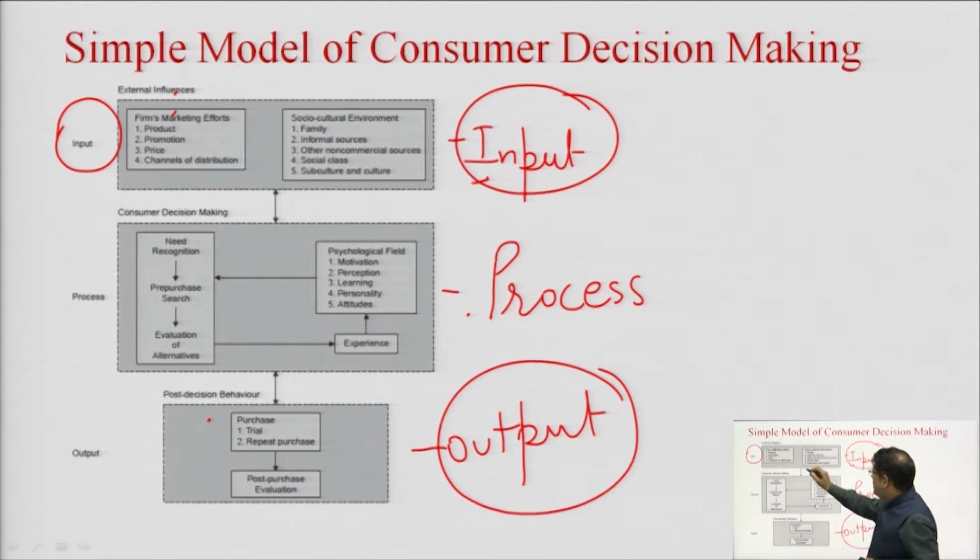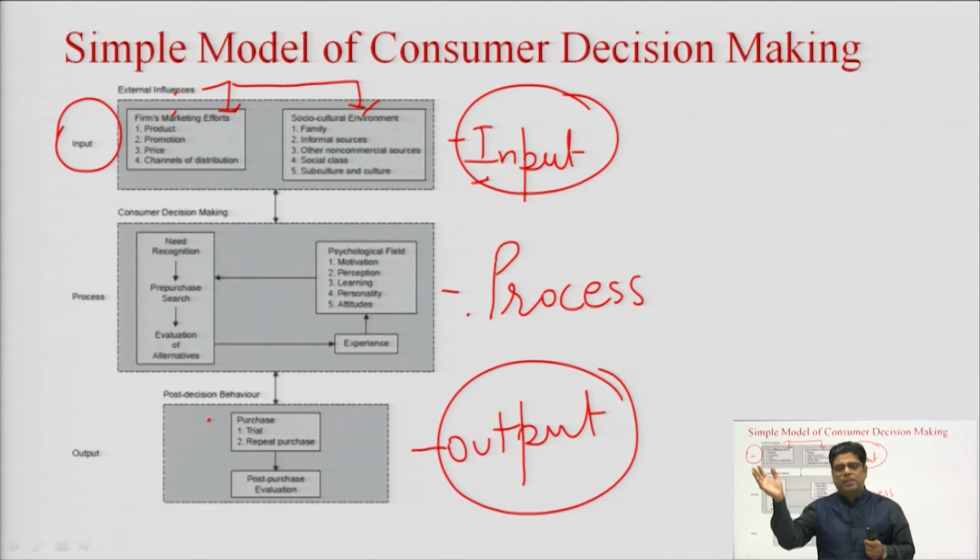The external influences are of two kinds. There is an influence which is coming from the company's marketing efforts, and there is an external influence that comes from the socio-cultural environment. On one hand, there is a socio-cultural environment all around the consumer. That socio-cultural environment is putting an influence on the consumer, as well as the company or the organization that is selling the product or the service.